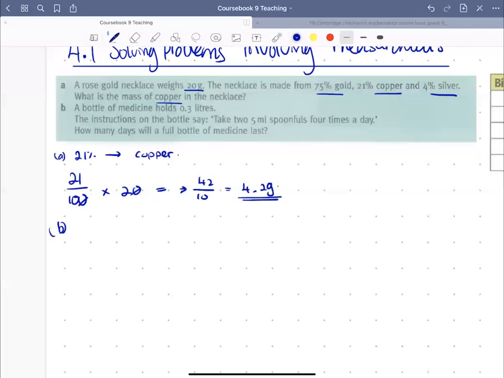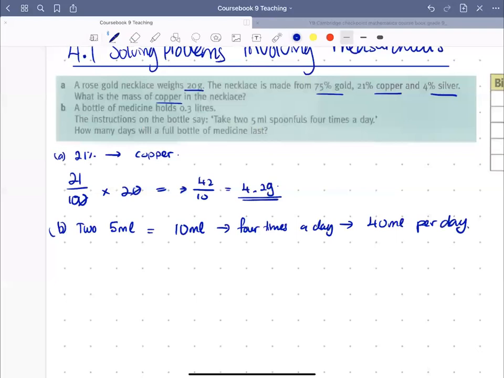It says here, a bottle of medicine holds 0.3 liters. The instruction on the bottle says take 2 5 milliliter spoonfuls 4 times a day. How many days will a full bottle of medicine last? So we need to find out how much is the consumption per day. So 2 times 5 milliliter is 10 milliliters, and we need it for 4 times a day. So we need to take 40 milliliters per day.